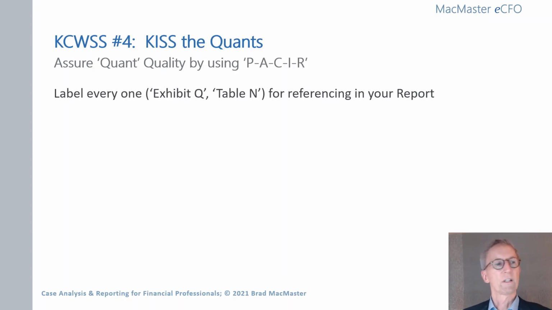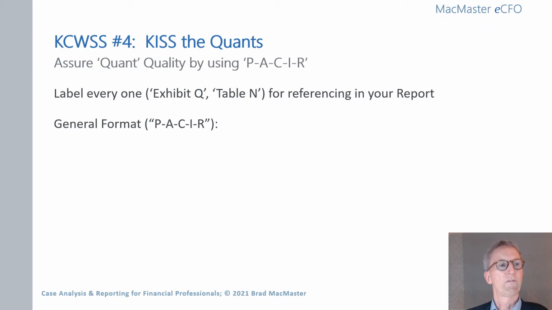So when you're preparing a quantitative exhibit, the first thing to remember is that every one should be labeled. It needs to be labeled so you can refer to it in your text analysis. And if you're not going to refer to it in your text analysis, then you probably shouldn't be doing an exhibit in the first place. So every exhibit needs to be labeled, such as Exhibit Q or Table N, for referencing from within your report.